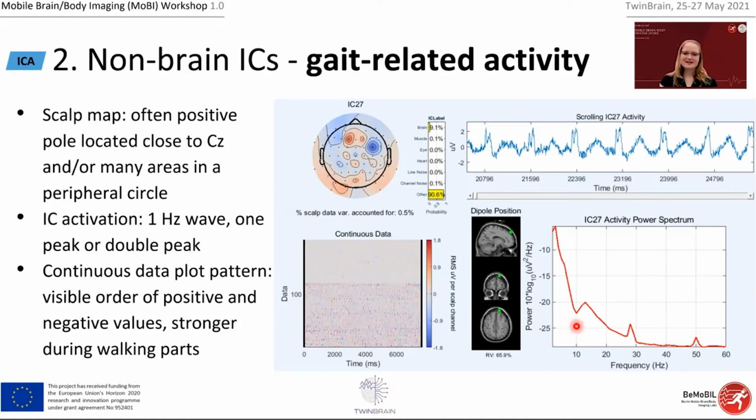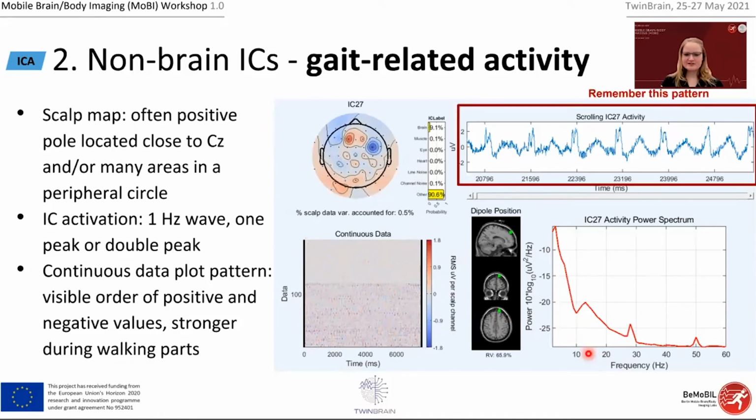For the dipole location, this is maybe drawn to this peripheral part. So I guess it's more or less driven by EEG electrode movement, actually. There's this peripheral part moving in comparison to the more top electrodes. So, remember this pattern.